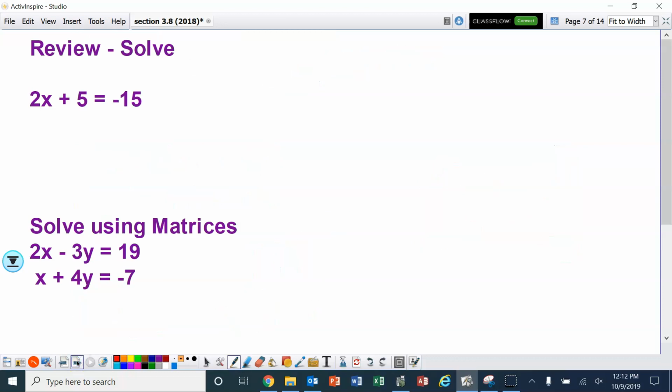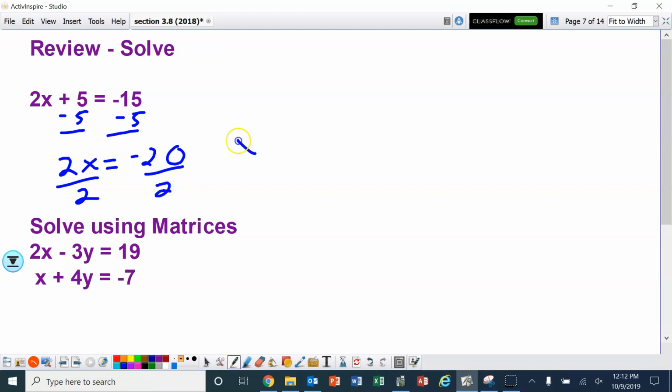Now, next thing we're going to do is we're going to review solving an equation. All right? So, let's see how this works. So remember, we're going to take and subtract 5. So 2x equals -20. Divide by 2, and we get x equals -10. All right? So the purpose of this is we have to undo to solve for x. So we have to undo addition by subtracting. We have to undo the multiplication by dividing.